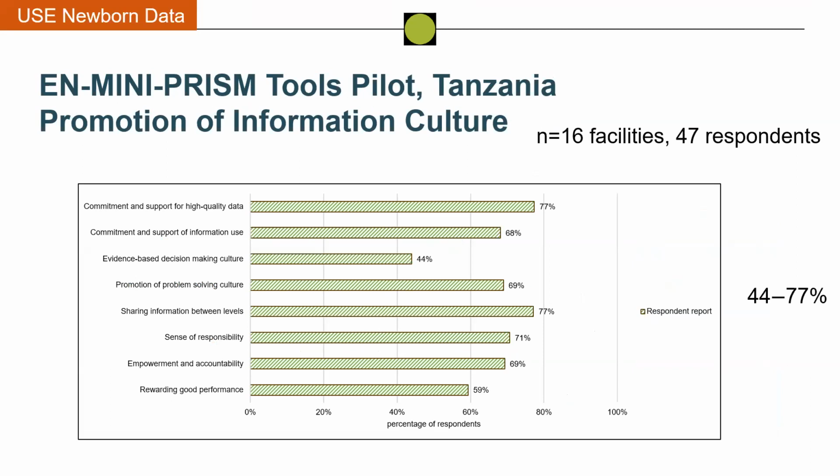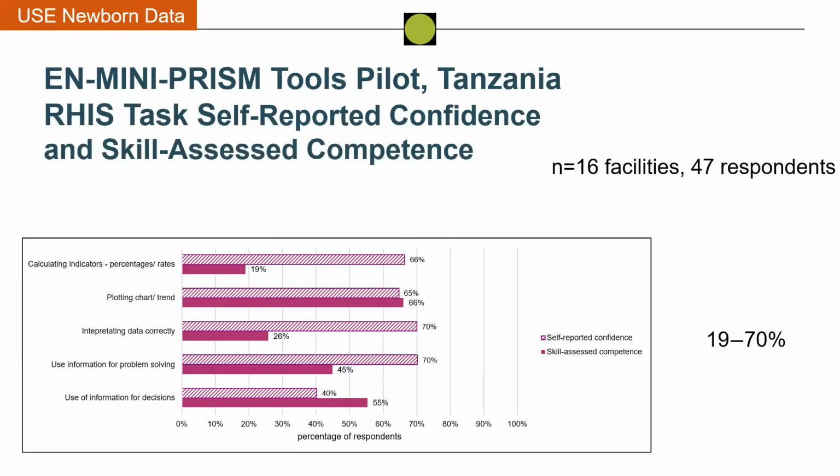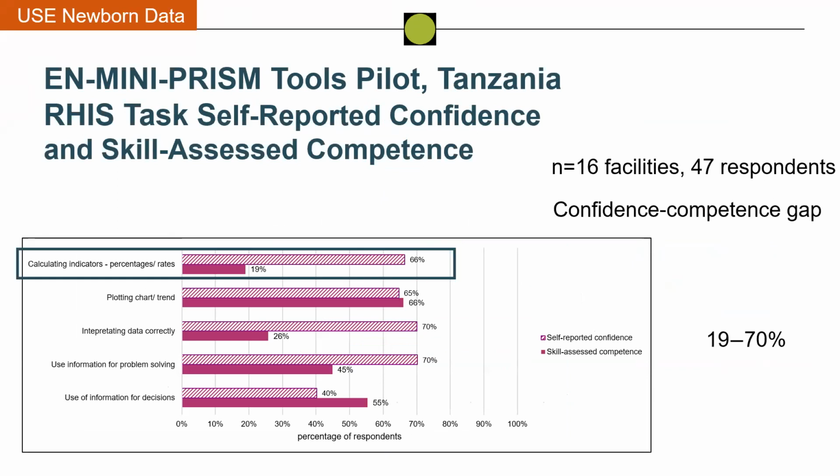We interviewed 47 respondents in 16 health facilities and found promotion of information culture ranged from 44 to 77%. Measure of RHIS task for health workers was 19 to 70%. There were quite large competence gaps, such as calculating indicators and interpreting data correctly.